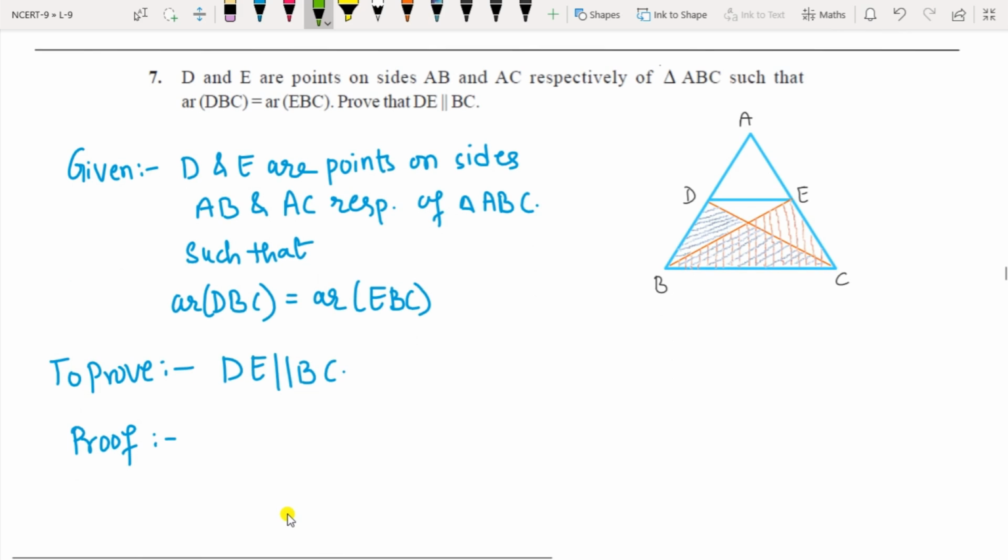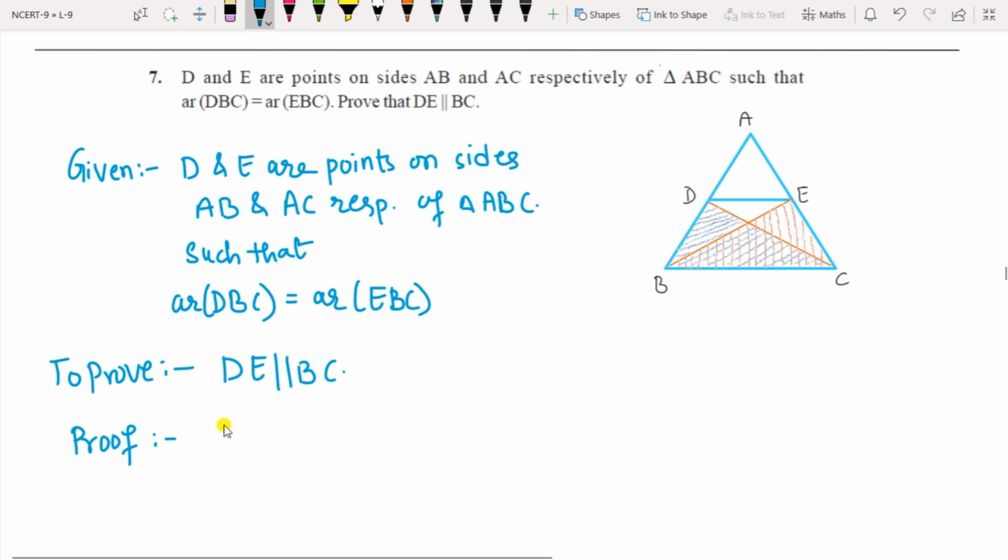Question number 7 is, in triangle ABC, D and E are any points on the sides AB and AC respectively. You have to prove that DBC, this triangle area will be equal to, it is given this triangle area is equal to EBC. We have to prove that DE is parallel to BC.